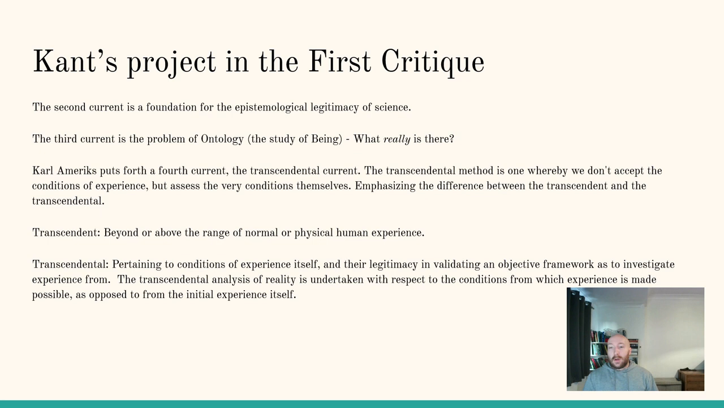The fourth one is put forth by the scholar again, Karl Ameriks, and this is the transcendental option. Now, I'm not really sure if this is seen as an option of what he's dealing with, as much as something that he creates from these investigations. The transcendental option is one which allows for an investigation into the epistemological legitimacy of science, as well as other images of the world.